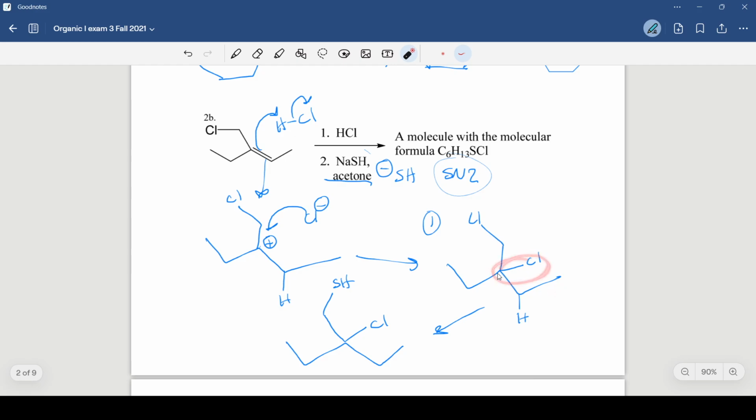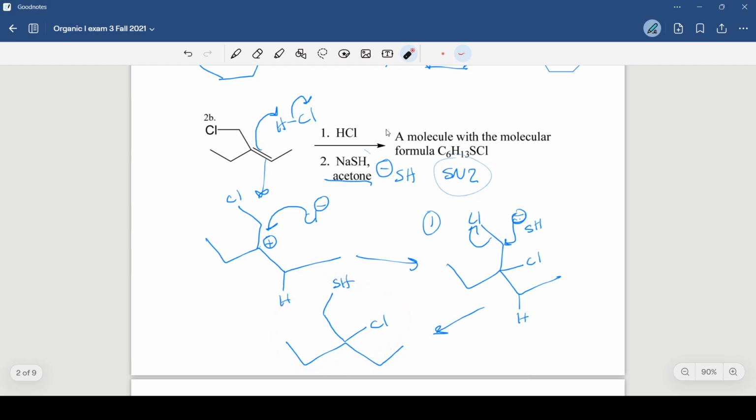So this one is kind of inside the middle. It's going to be hard for the sulfur to attack, but this chlorine out here is on a primary, so it's easy to attack from the back side. So we're going to use this attack here. Chlorine's going to leave, and then we're going to get this product.